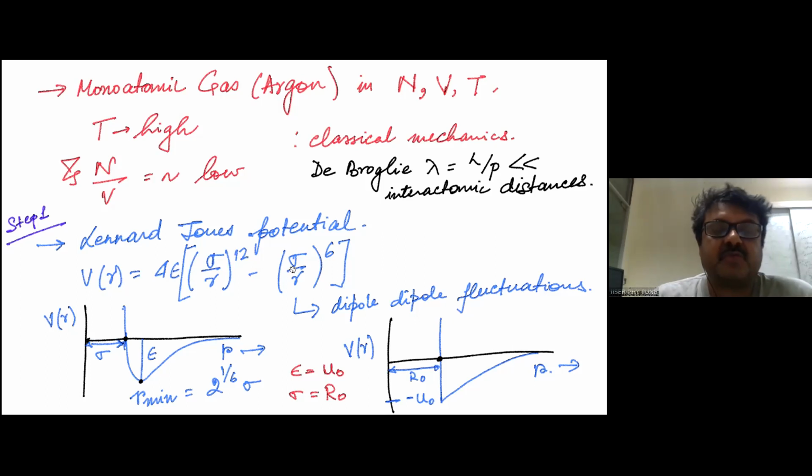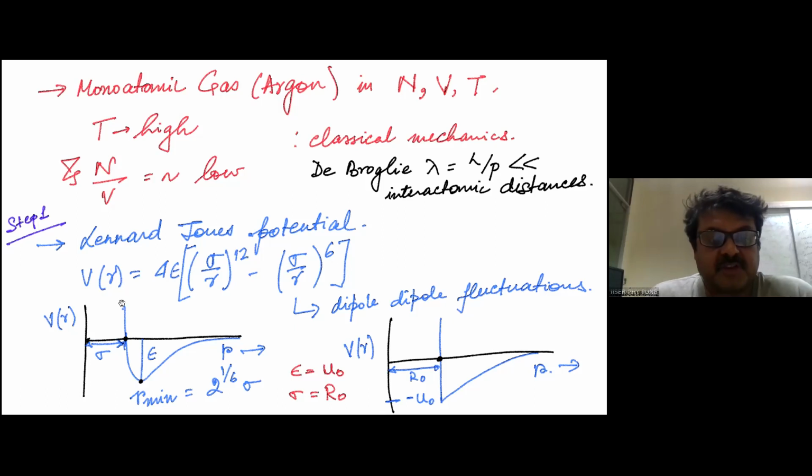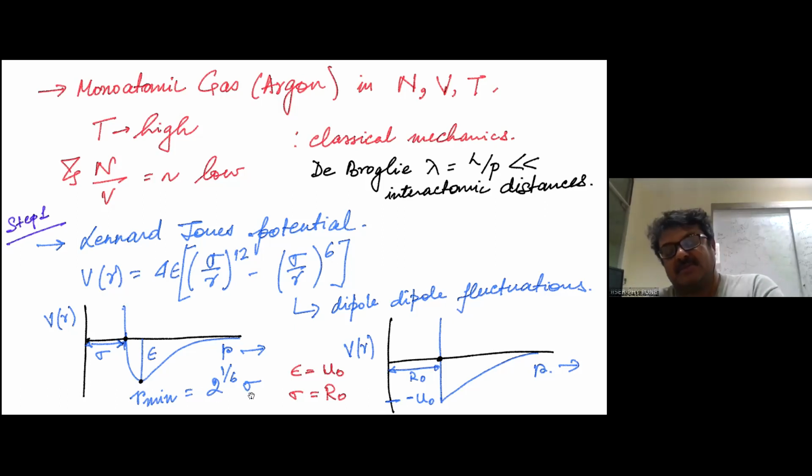As a consequence of which, if you do dV/dr equal to 0, which is basically to calculate the minima of the potential, and calculate the value of r for which the potential is minima, you can easily calculate that the r min, the r for which the potential is minima, is 2 to the power 1 by 6 sigma, sigma being the diameter.